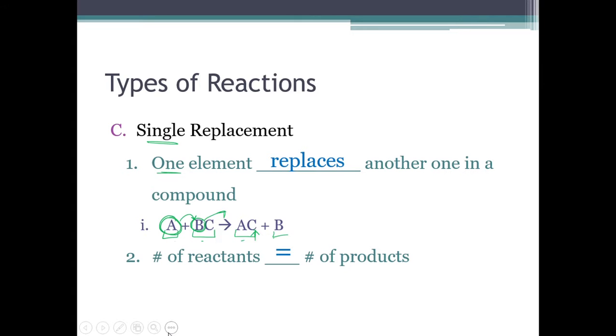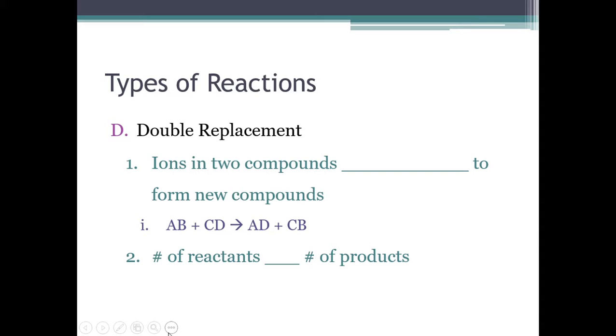That's 3 down. There are 2 more to go. Your fourth type of reaction is a double replacement, which is a lot like a single replacement, but with 2 things. In a double replacement, ions in 2 compounds trade places to form new compounds. They're replacing each other. So here, A and B are paired up and C and D are paired up to start with, but then B and D trade partners. D is going to come over here and pair up with A in the end, and B will come over here and pair up with C in the end.